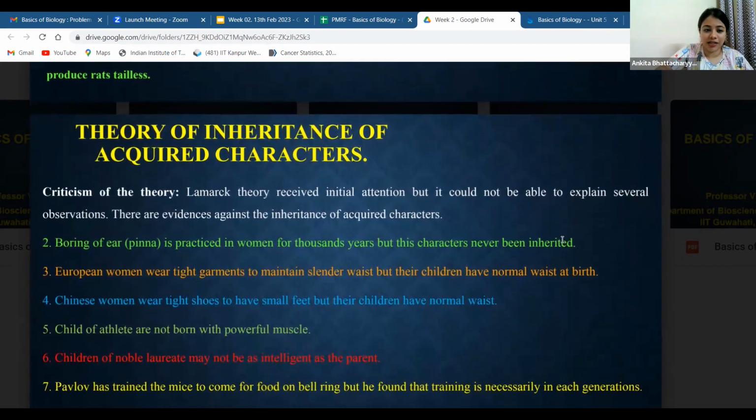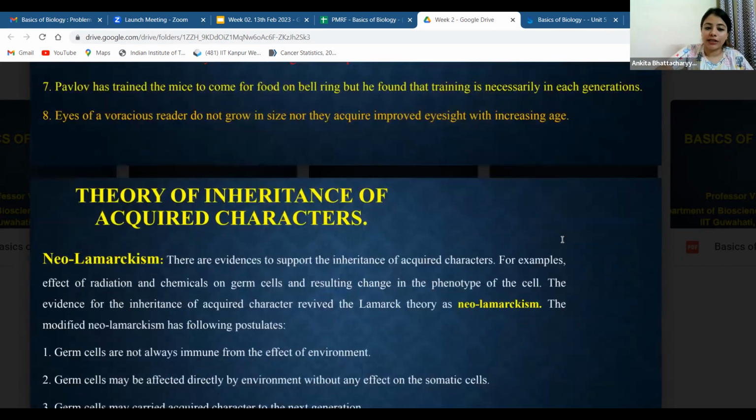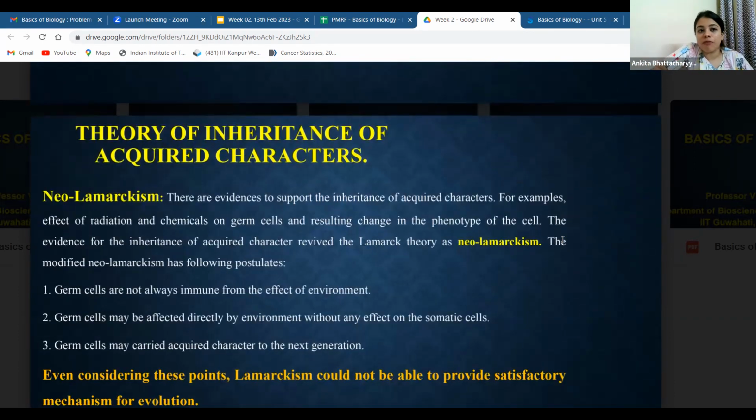So it was a severely criticized concept, and there were other examples as well, like the boring of your ears, where you get your ears pierced in one generation, but the child never actually has pierced ears, and there were other examples as well. So it was severely criticized and disproved as well.